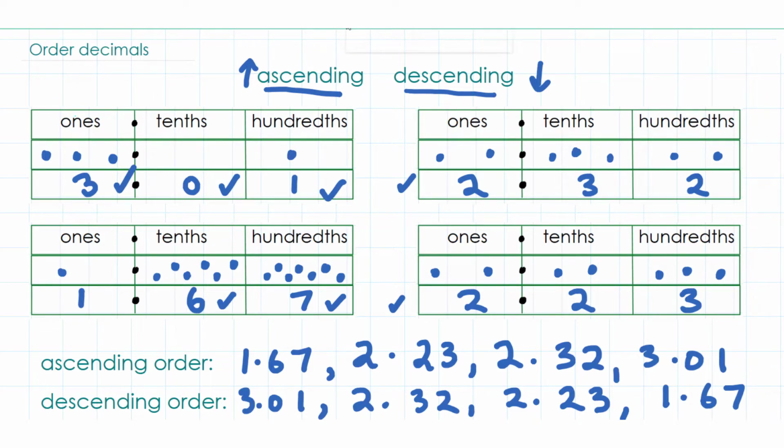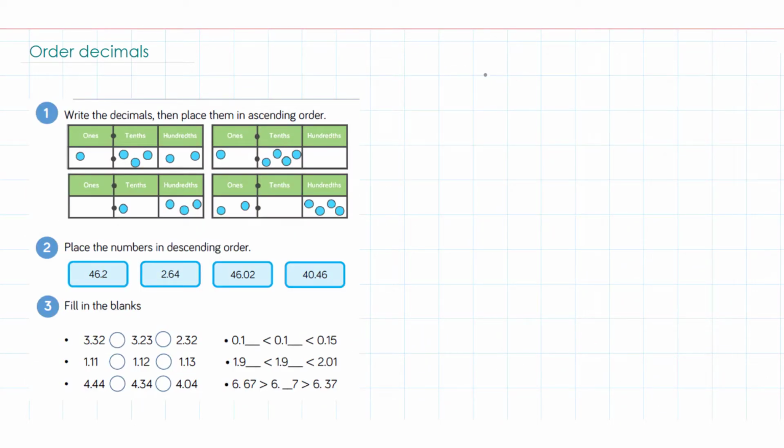So now it's over to you, and I've got some questions for you to do in your own time. So number 1, you can see again, it's 4 place value charts. So write the decimals and then place them in ascending order. So it's really important here you're reading the question carefully. Is it ascending or descending order? You don't want to do all the hard work, do brilliant comparing and ordering of fractions, except you got it the wrong way around. You did descending instead of ascending, or vice versa.